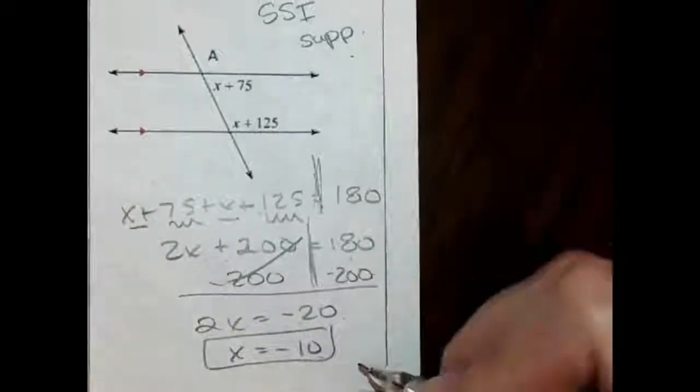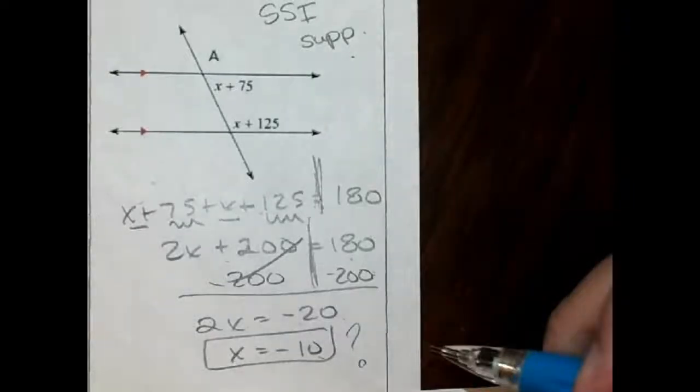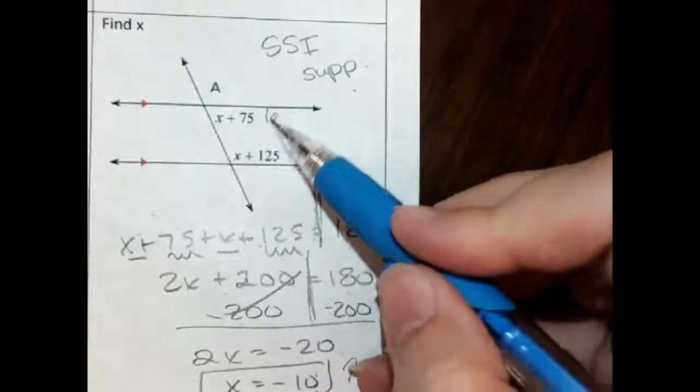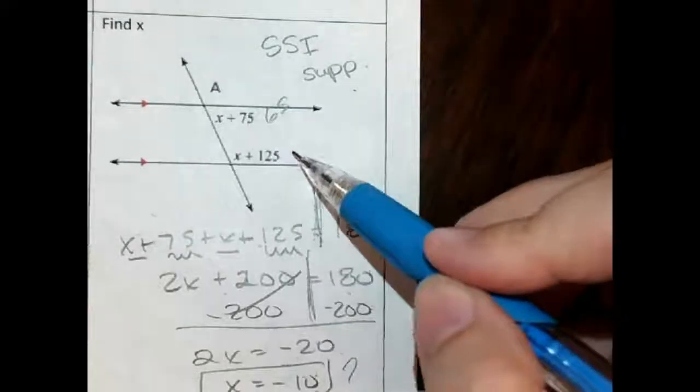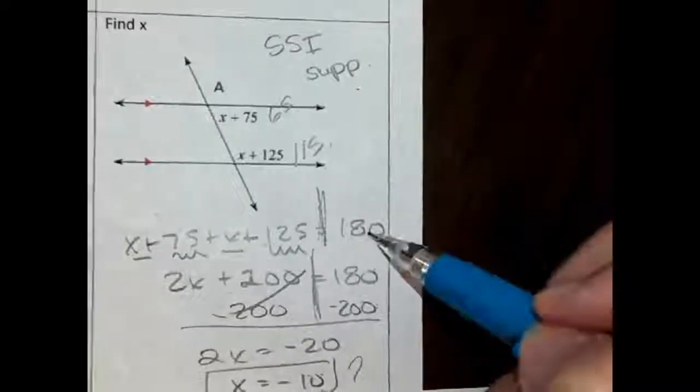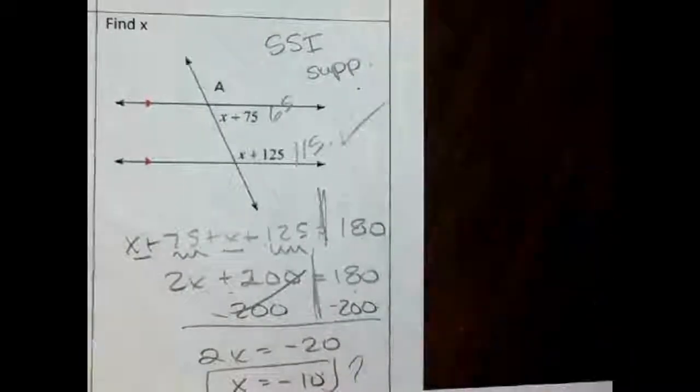The negative, you might think, I don't know if that's right or not, but let's plug it in. I plug it in here and I get 65. I plug it in here and I get 115. Do those add up to 180, like they are supposed to? Yes, they do, so we got the right answer.